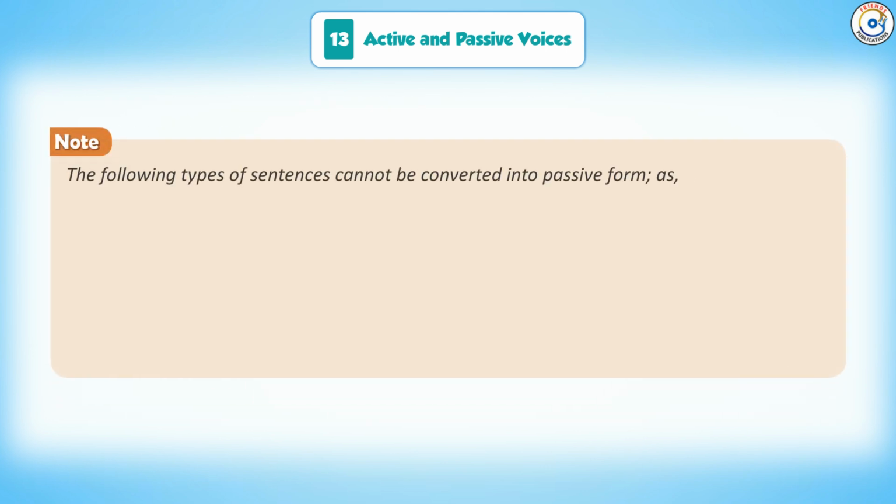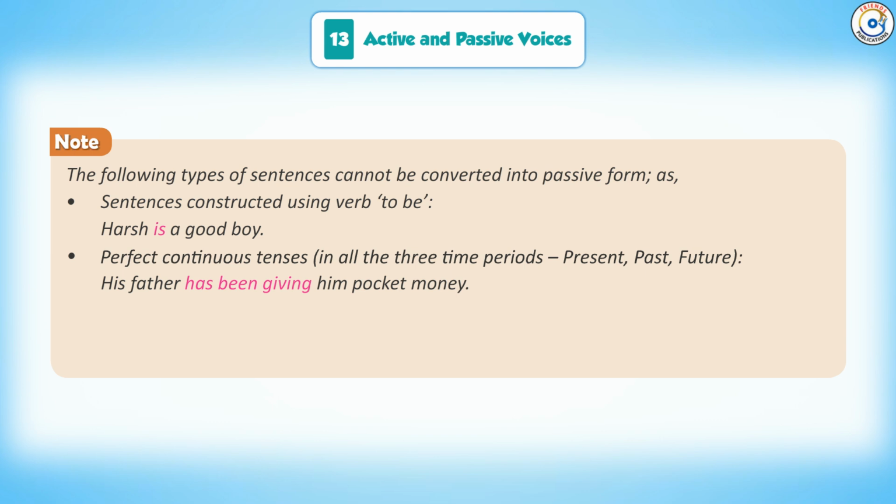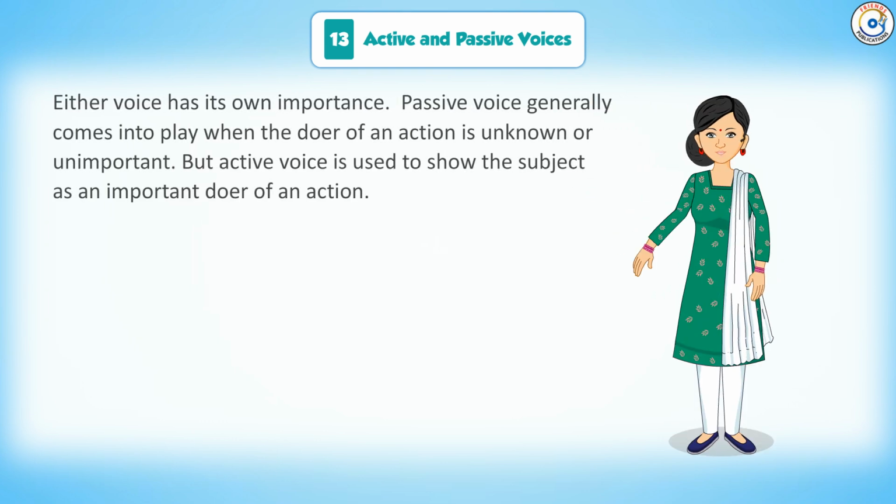Note: the following types of sentences cannot be converted into passive form as sentences constructed using verb to be. Harsh is a good boy. Perfect continuous tenses in all the three time periods present, past, future. His father has been giving him pocket money. Intransitive verbs. The men work. She has gone to the market.